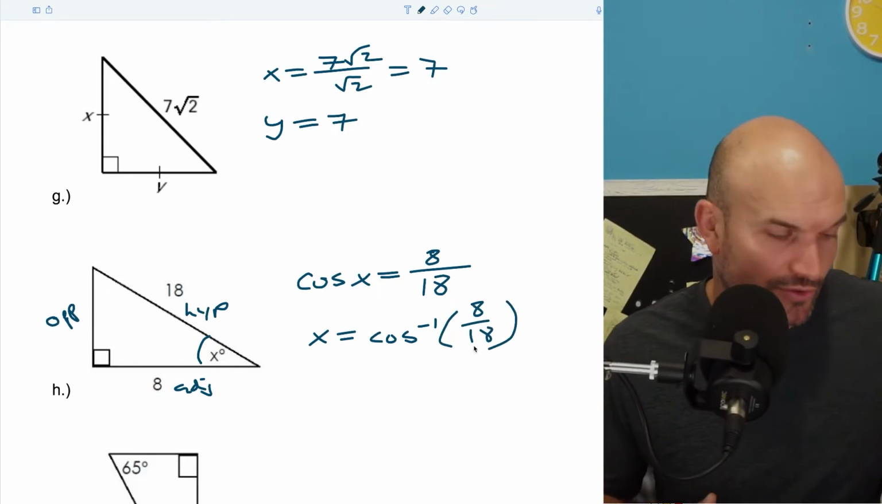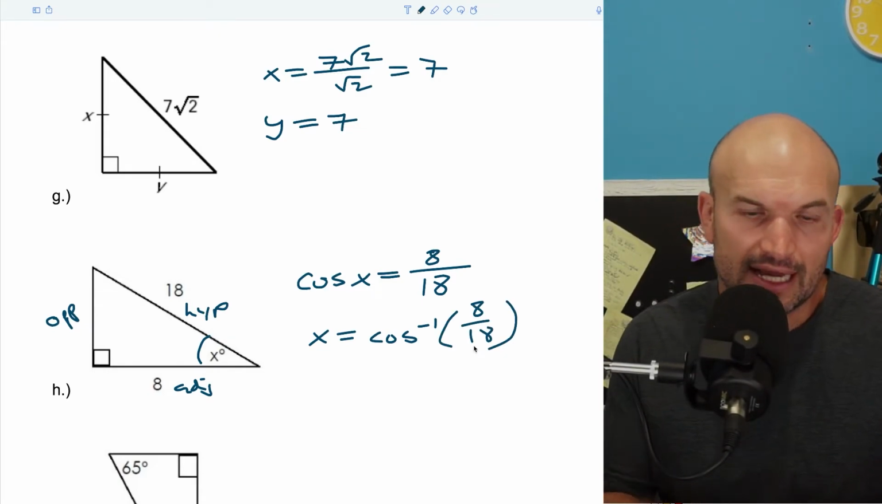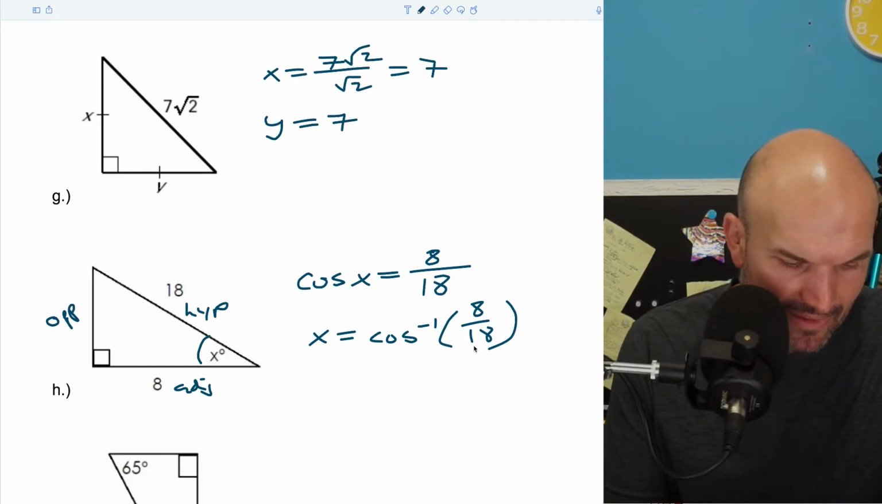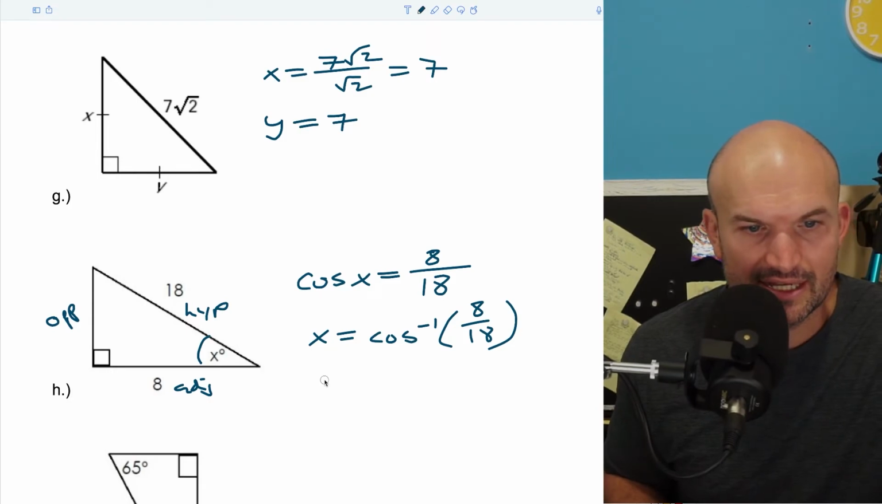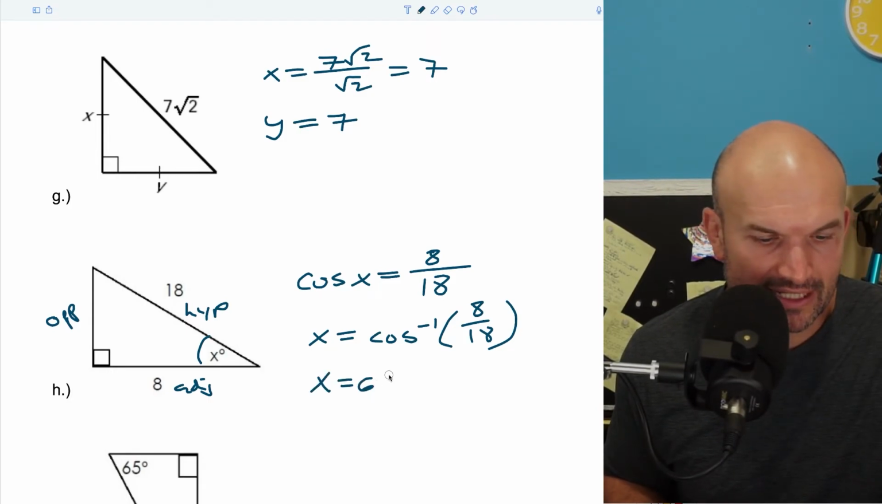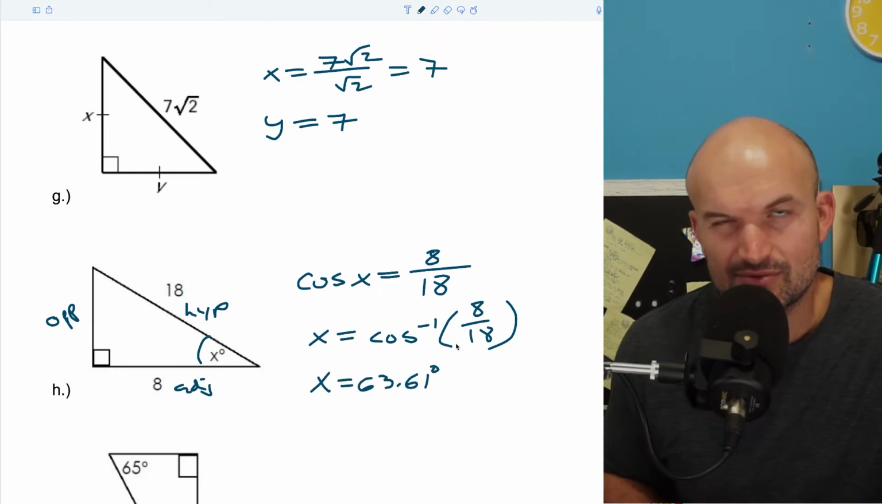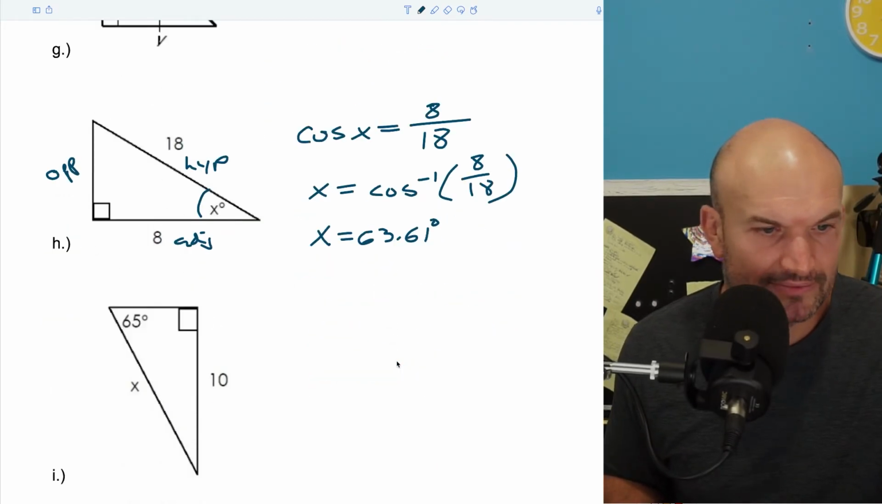So if I want to undo cosine, I want to find out the value of that angle, I need to use the inverse function. Make sure your calculator is in degree mode when you type it in, and you just do cosine inverse of 8 over 18. You don't need to simplify it to 1/9. You can just leave it exactly as it is. And in this case, x is going to equal 63.61, and I'll just round to the nearest hundredth degree.